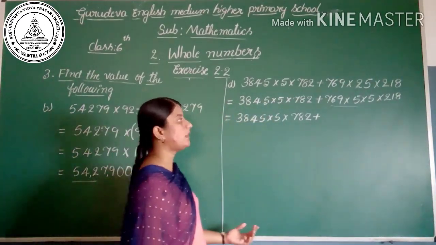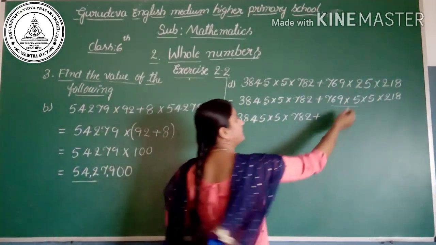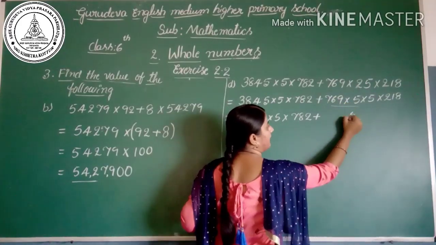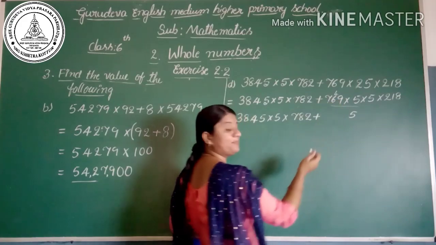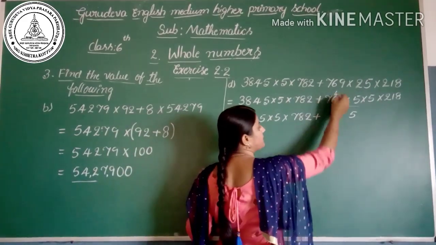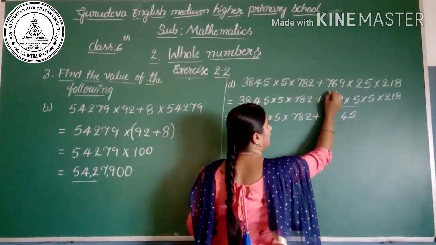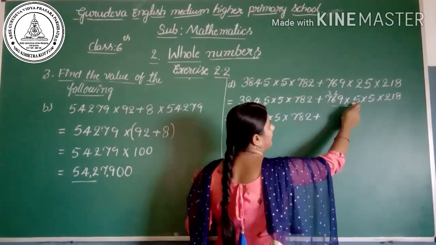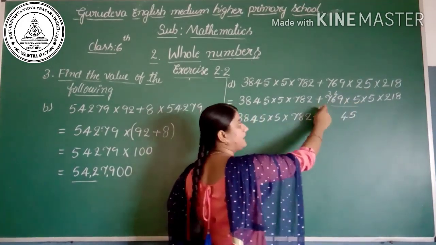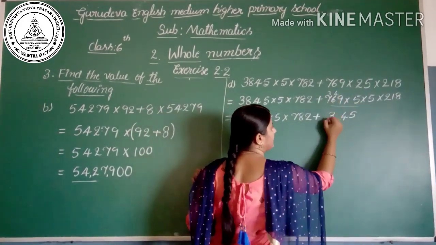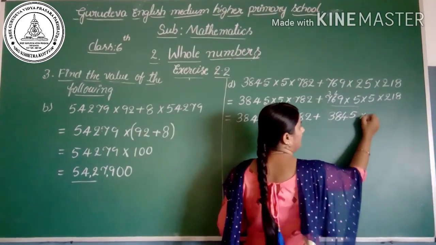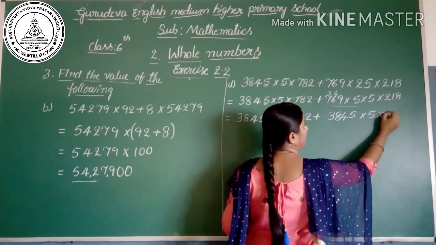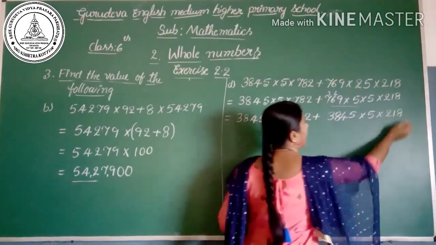Yes, what is the product of this? Multiply here 5 nines are 45. Here 4 carry. Then 5 sixes are 30. 30 plus 4 is 34. 3 carry. Then 5 sevens are 35. 35 plus 3 is 38. Okay. Then into 5 into 280 as it is.